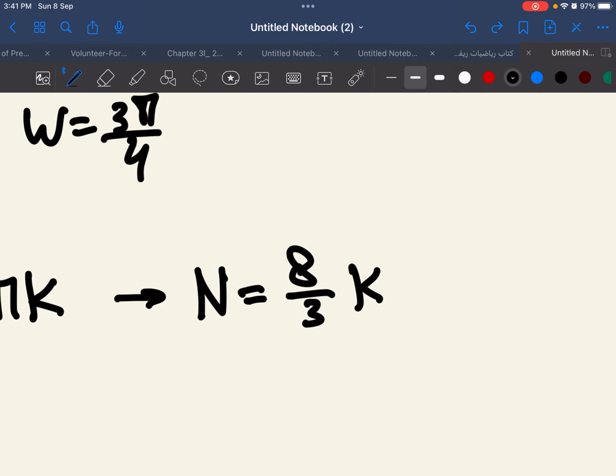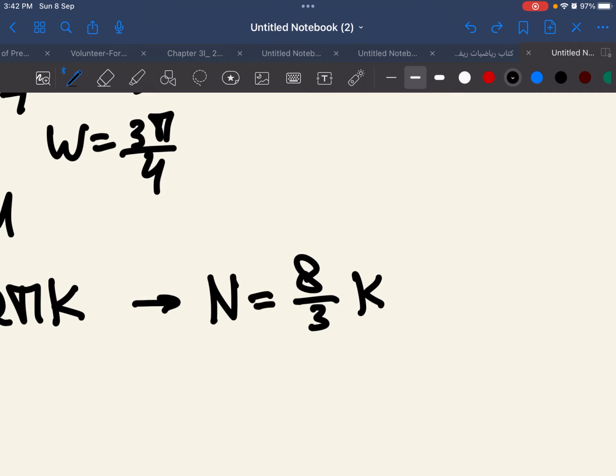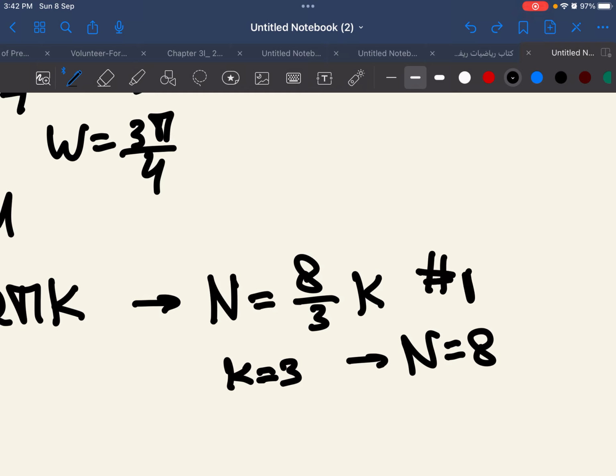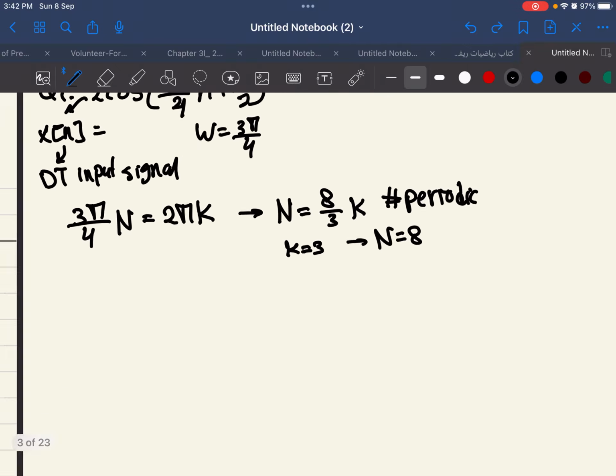Now choosing the k, we know that because it's a DT signal, the value of n must be an integer. So based on that we have to choose a value of k that will make n an integer, and the value of k must be a positive number, not equal to 0. So we'll choose k equals 3, and then we can conclude that n is equal to 8, and this signal is periodic, which means it can repeat itself after a certain amount of time.